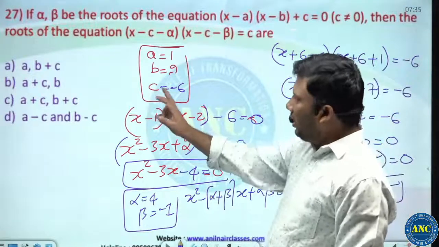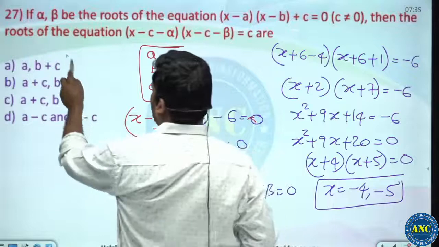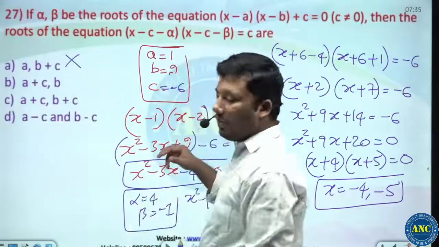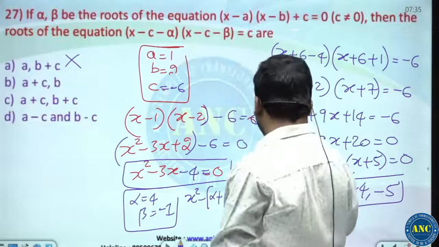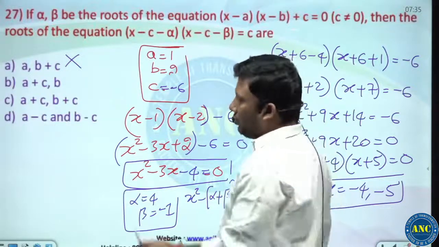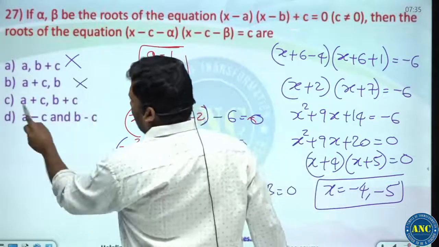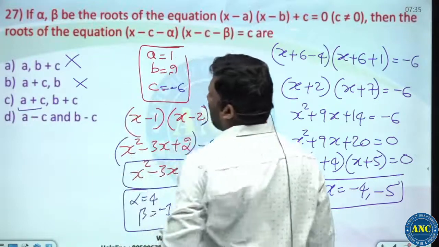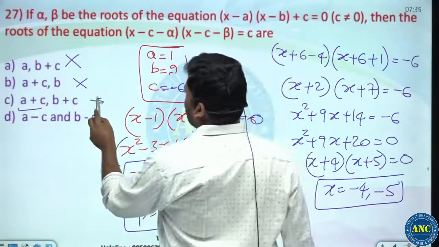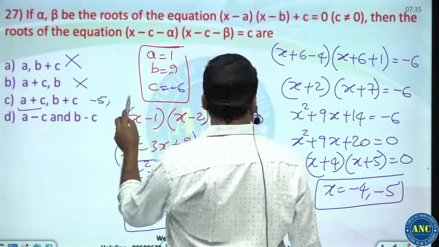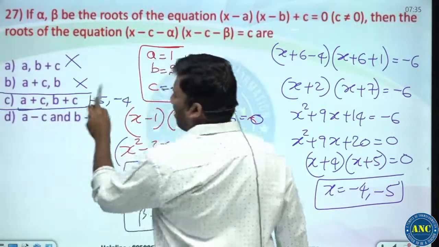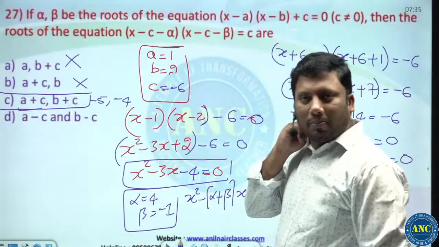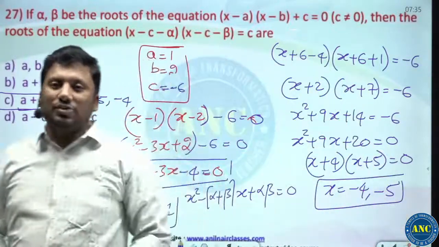First option, a, 1, minus 4 and minus 5. Second option, a plus c, minus 6 plus 1, minus 5. Second one it is 2. So it is not possible. a plus c, minus 6 plus 1, it is minus 5. b plus c, it is minus 4. Minus 5 and minus 4. Answer is a plus c, comma b plus c. I hope the idea is very clear.